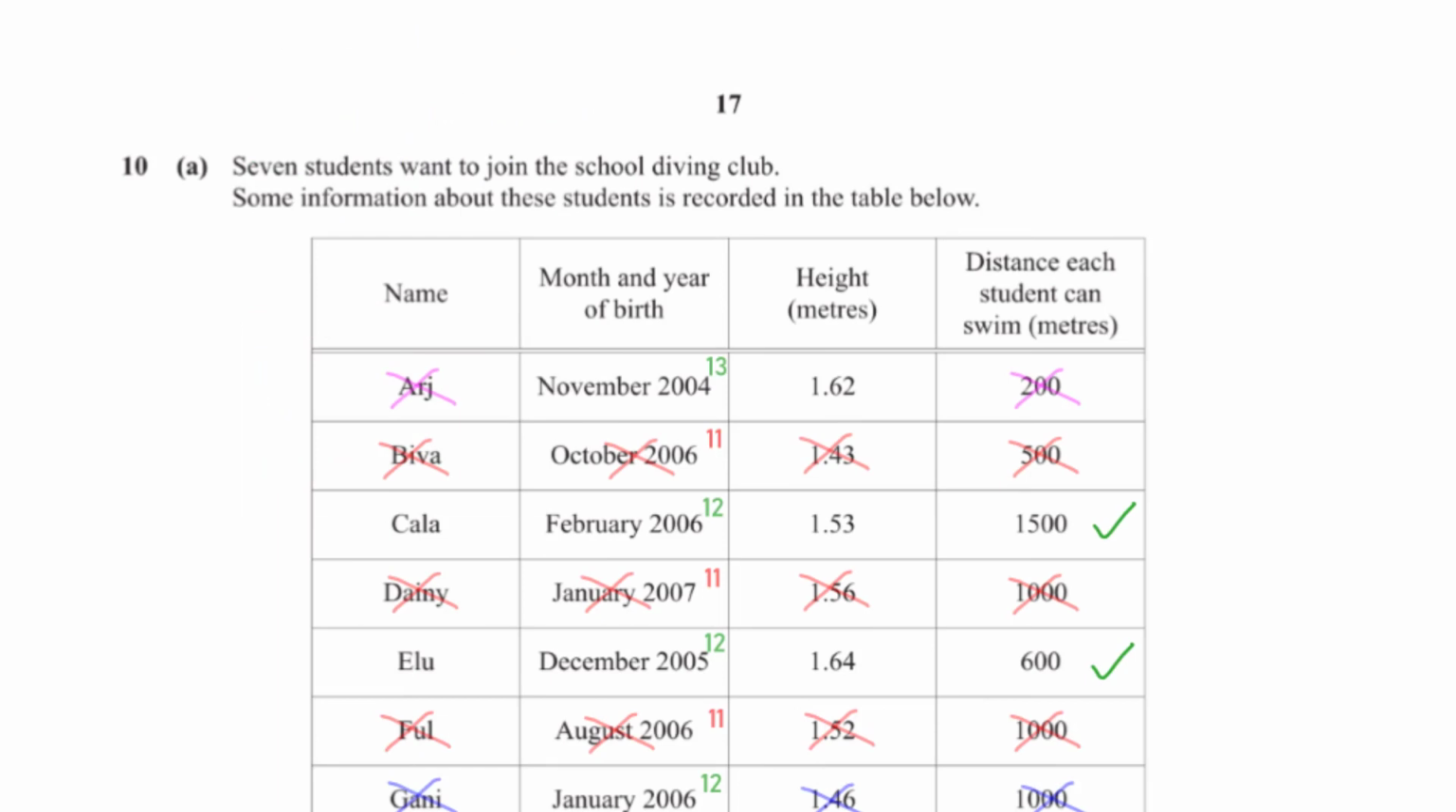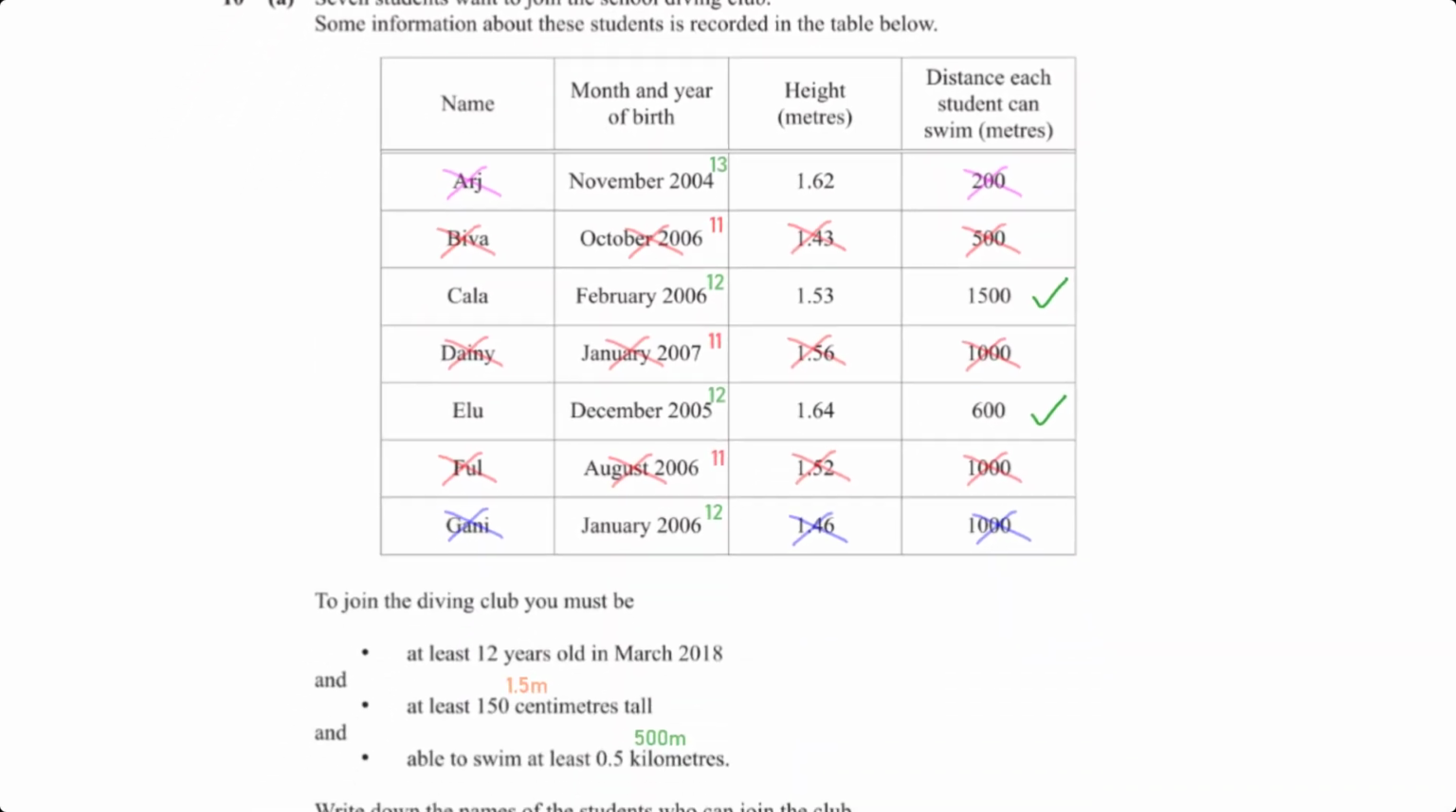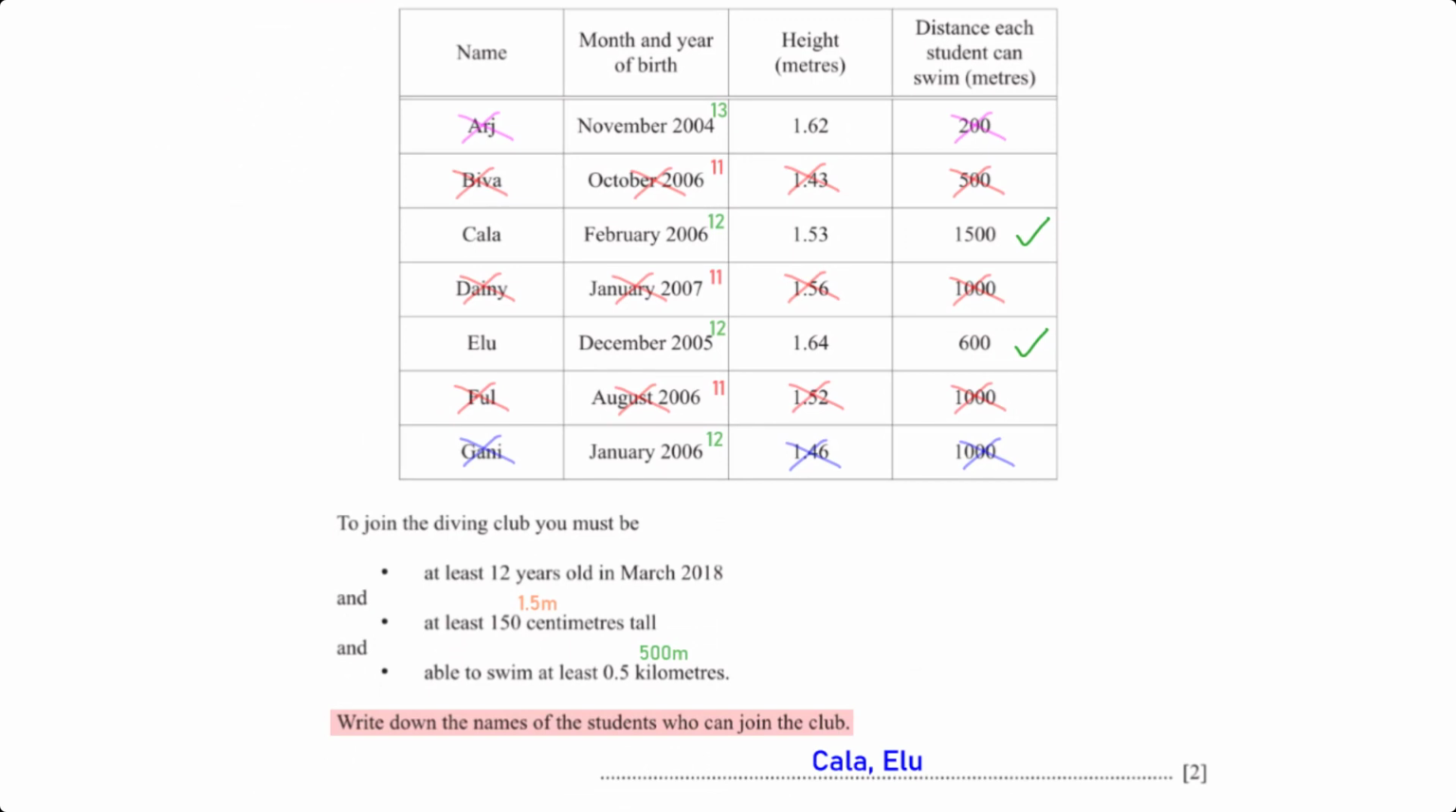7 students want to join the school diving club. Some information about these students is recorded in the table below. Write down the names of the students who can join the club. We are told to join the club, a student must be at least 12 years old in March 2018. From the table, the students that are 12 years or older in March 2018 are Aj, Kala, Elu, and Gani.